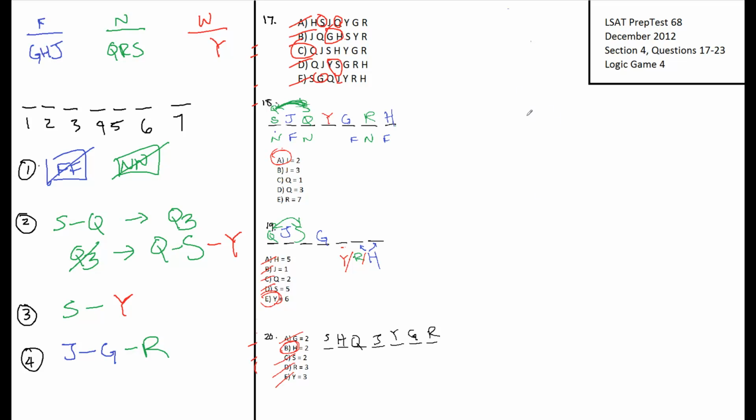Okay, so let's move on to question 21. What does that say? It says, if J is third, which one could be true? Okay, so J is going to be third. Let's actually write that in blue so that we keep the color code.